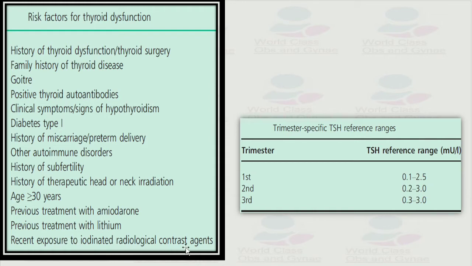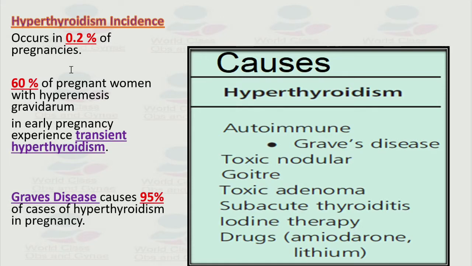Now we have certain trimester-specific TSH ranges. If in the first trimester TSH is checked, it should be in the range of 0.1 to 2.5. In the second trimester, it should be in the range of 0.2 to 3. In the third trimester, it should be in the range of 0.3 to 3. Now, hyperthyroidism occurs in 0.2% of pregnancies, and 60% of pregnant women with hyperemesis gravidarum in early pregnancy experience transient hyperthyroidism. Graves' disease causes 95% of cases of hyperthyroidism in pregnancy.